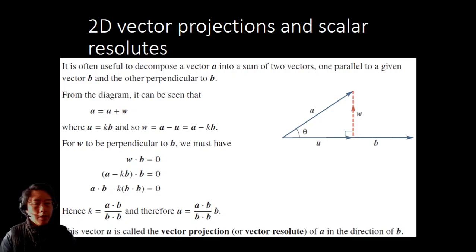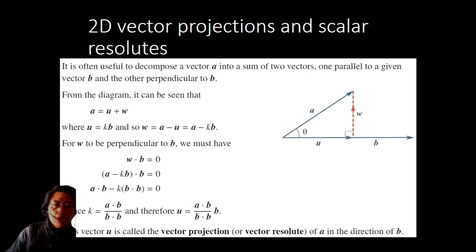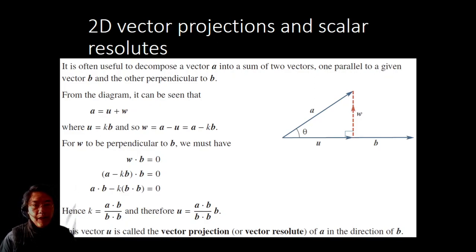Morning or afternoon, U12s. Today we're looking at 2D, which is when for any vector we should be able to do what we call a projection and get the scalar respective values that we call resolutes.